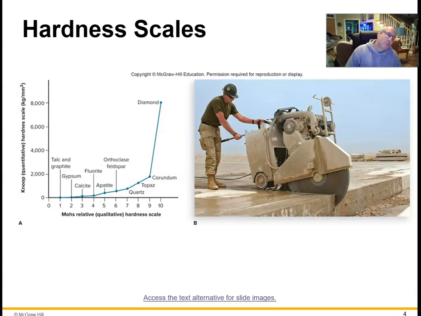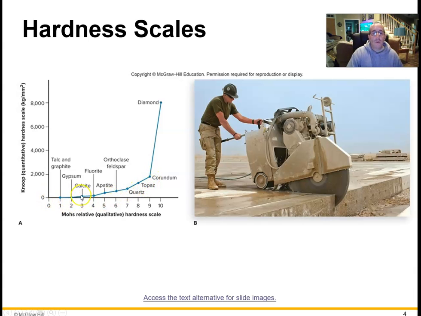I know when I was in geology in college, we never used the left-hand column, which is the Knoop hardness scale. We used the Mohs hardness scale, as it says at the bottom here. This is a hardness scale of some of your minerals. And what that means is just what it sounds like. How hard are these minerals? How hard is it to crack or break these minerals compared to other things?